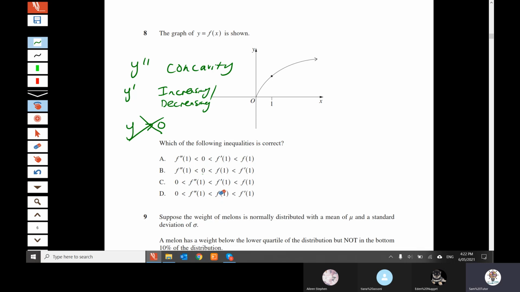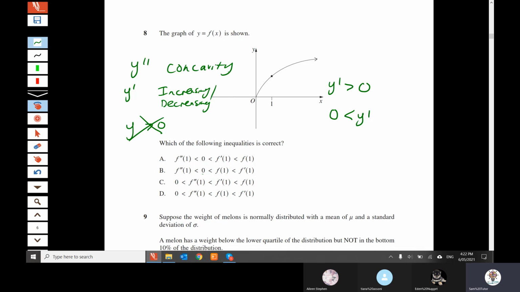Next logic. All right, next logic is, let's look at concavity for a second. Oh, actually, let's look at increasing, decreasing. Is this increasing or decreasing? It's increasing, so we know y dash is greater than 0. In other words, we know 0 is less than y dash. All of them show that 0 is less than y dash. Also can't use that. Hey, remember, it's getting to question 8 now.